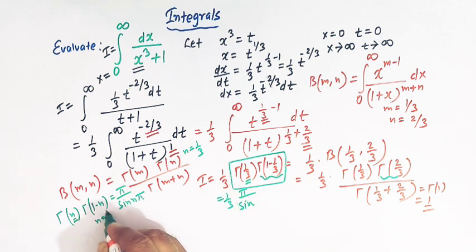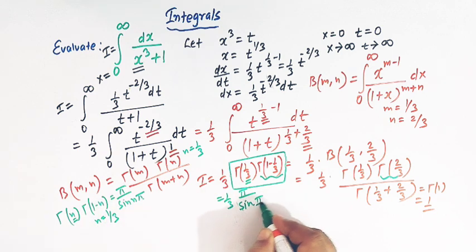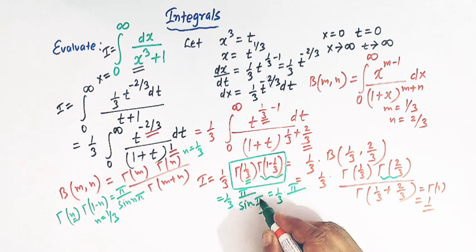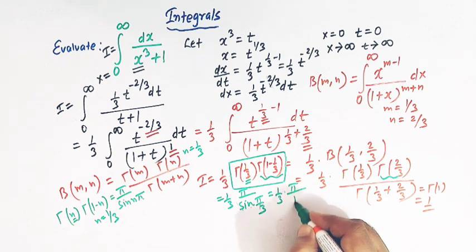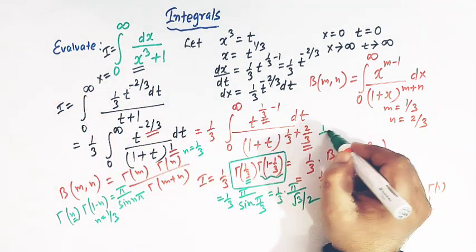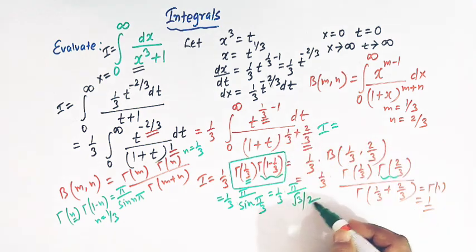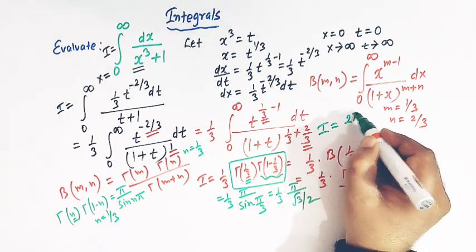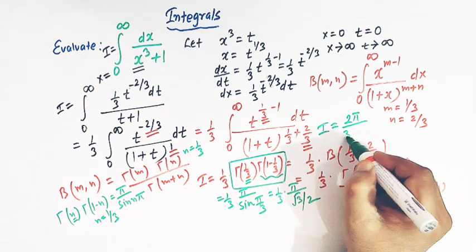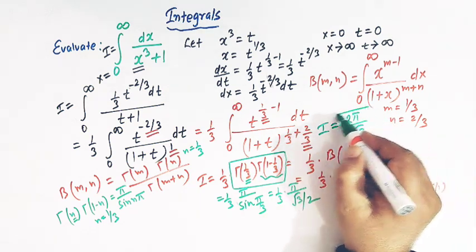So n is 1 by 3. So here we have pi by 3. So now we have 1 over 3 pi. Sine pi by 3 is sine 60 degrees. That is square root of 3 over 2, right? So now the value of this integral I can be written as 2 pi. This 2 goes to the numerator. So we have 2 pi over 3 root 3, right?